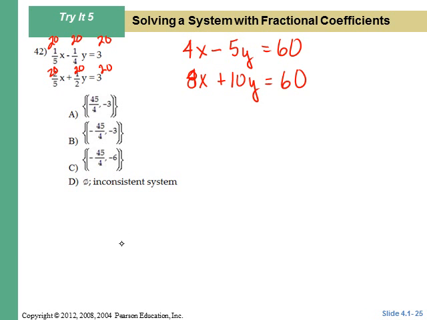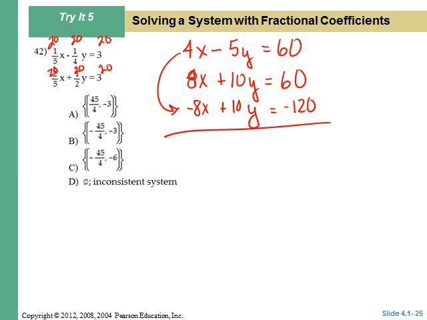Now, in this case, I would solve by elimination rather than substitution, just because I don't like working with fractions. If I multiply the top equation by -2 and write it down here, I get negative 8x plus 10y equals negative 120. Now when I add them, these cancel. I get 20y equals negative 60. So y is negative 3.